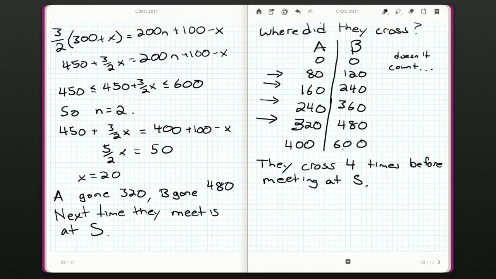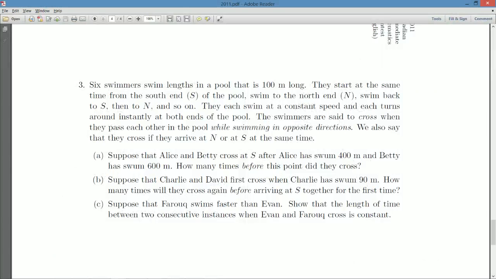So, let's take a look at what the rest of the question is asking. We'll read both B and C and see whether or not we should develop this theory of when they cross better. So we've definitely answered part A. How many times before this point did they cross? They crossed 4 times. So we'll read the next two questions and see whether or not it heavily involves crossing enough for us to want to know when people cross, based on the ratios of their speeds and at what instances and how many times they'll be crossing.